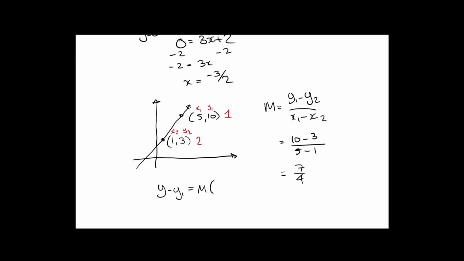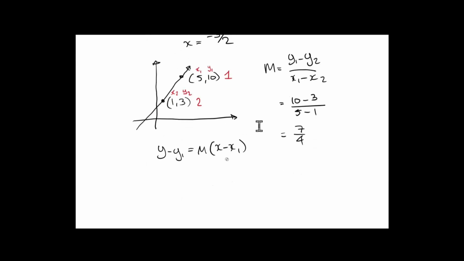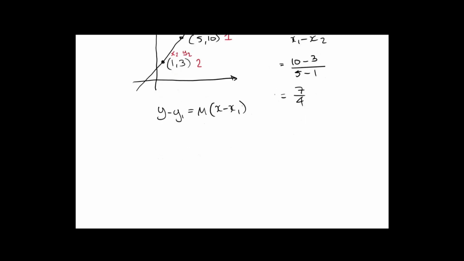Okay, now that we've got that, the next equation that you need to know is y minus y1 equals m times x minus x1. The y1 and the x1 are going to be the same, and the m is going to be from here. So y minus 10 is 7 over 4, times x minus 5. So y is going to be equal to 7 over 4 x minus 35 over 4 plus 10, whatever that is.